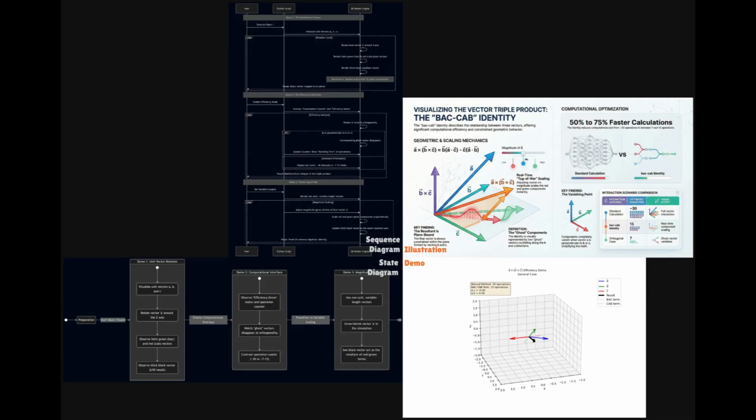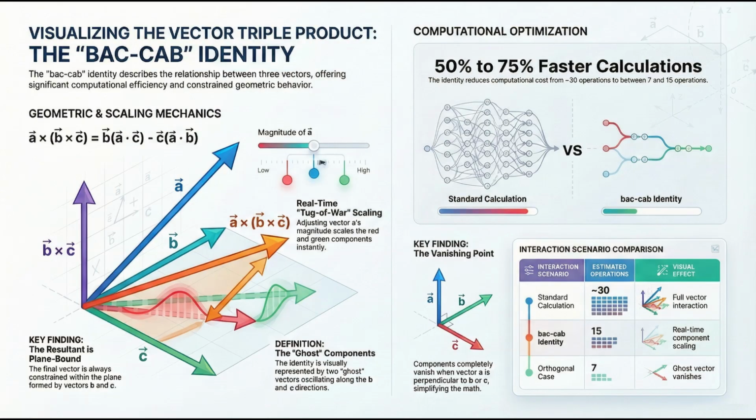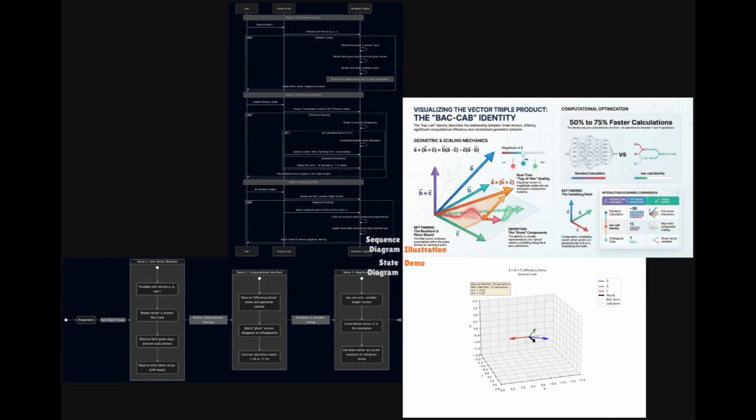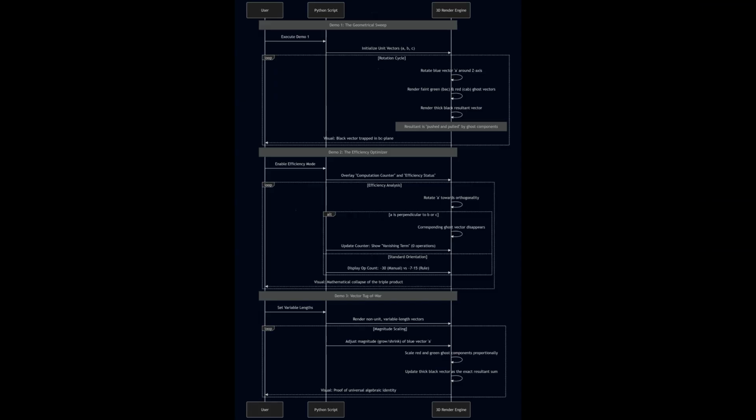Interactive state, efficiency optimizer. The interface transitions to include a computational cost display, shifting the focus toward the mathematical simplification that occurs when vectors become perpendicular.